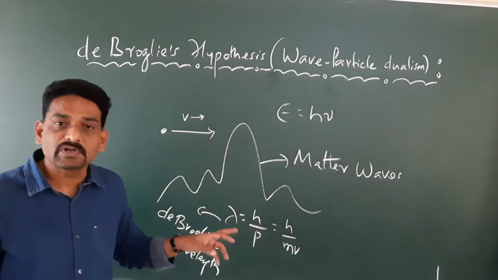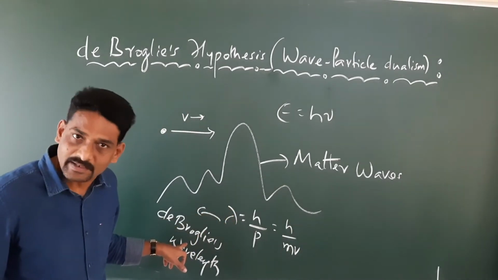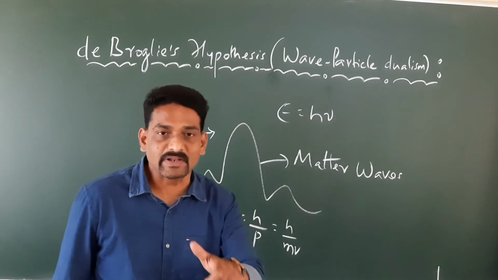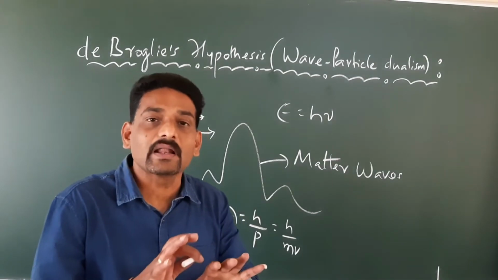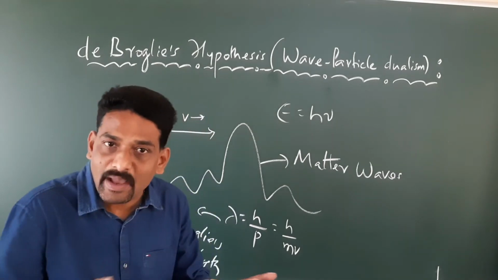This wavelength is what is known as the de Broglie wavelength, that is lambda. Right? One thing you make very clear: matter waves are entirely different waves. They are not like electromagnetic waves.